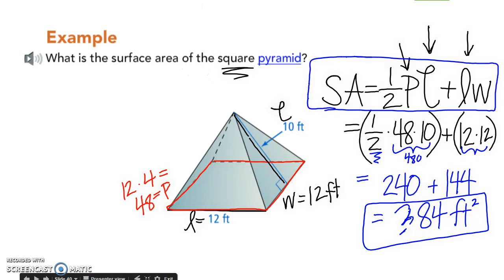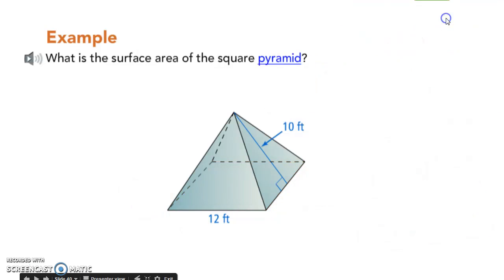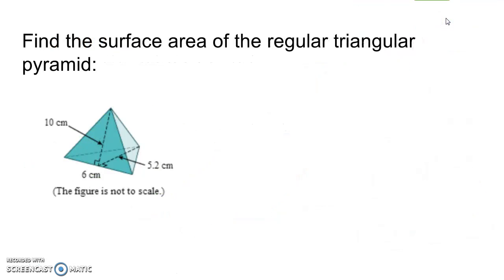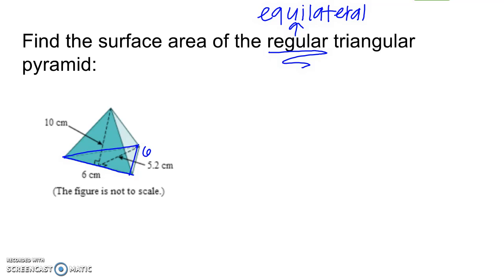The last shape that we have to review is the triangular pyramid, and it's very similar to the square pyramid. And let's review real quick what the word regular triangular pyramid means. Regular means that the triangle is equilateral. Equilateral is regular. What that means is all 3 sides are the same. So if this side of the triangle is 6, that means this side is 6 and this side is 6. We need that to find the perimeter.